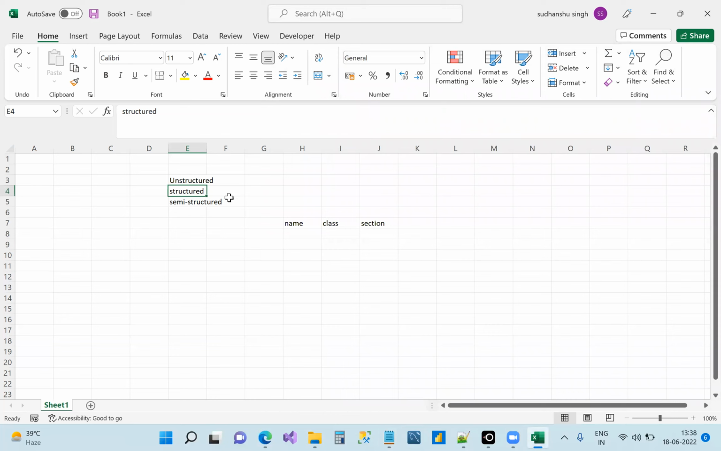Each one of you? Yes. Similarly, what is unstructured data? Can anyone tell me? Just think around you. Data is everywhere. In which format is it?